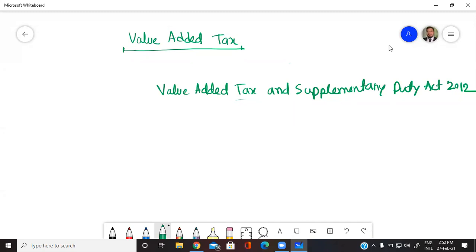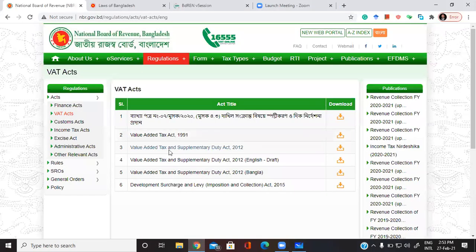So to implement this Value Added Tax and Supplementary Duty Act, the Value Added Tax and Supplementary Duty Rules 2016 are now effective. So if we now ask which VAT Act or which VAT rules are ongoing, the answer is this act and these rules. Here you can look at the original documents for these acts and these rules.